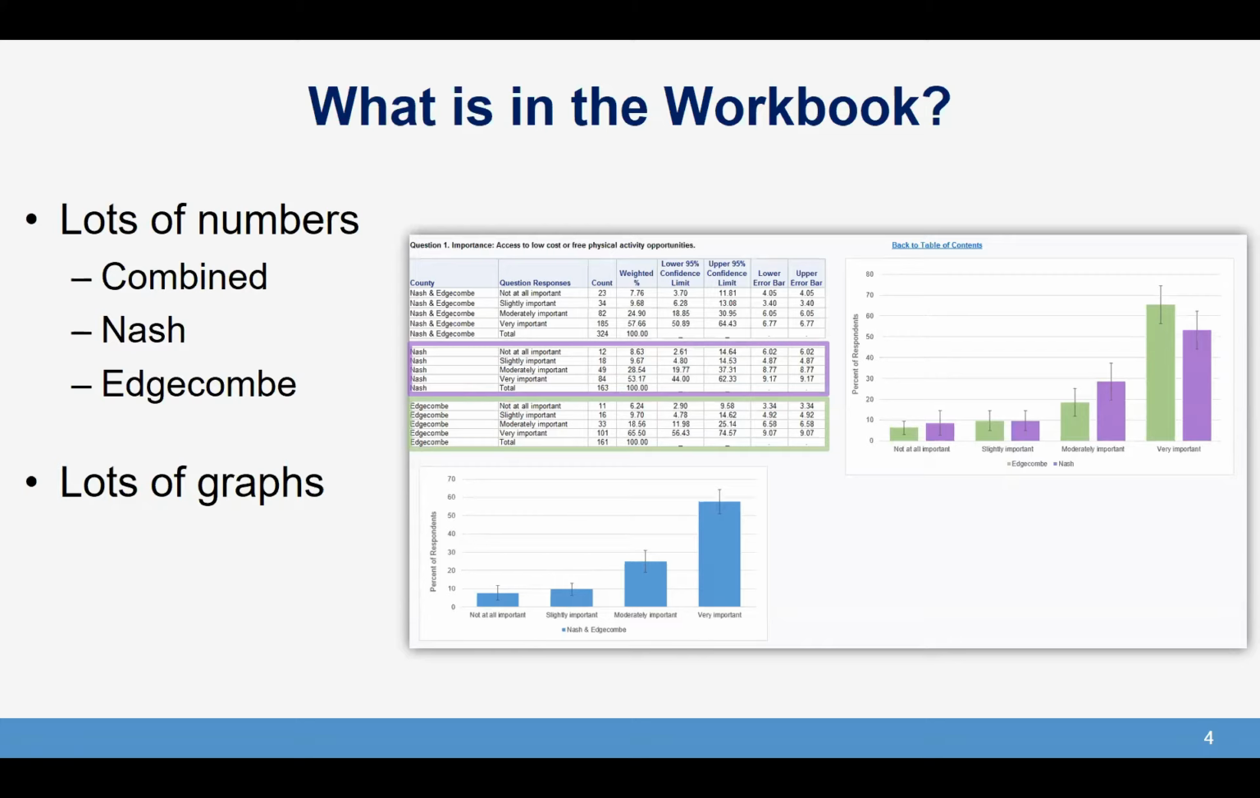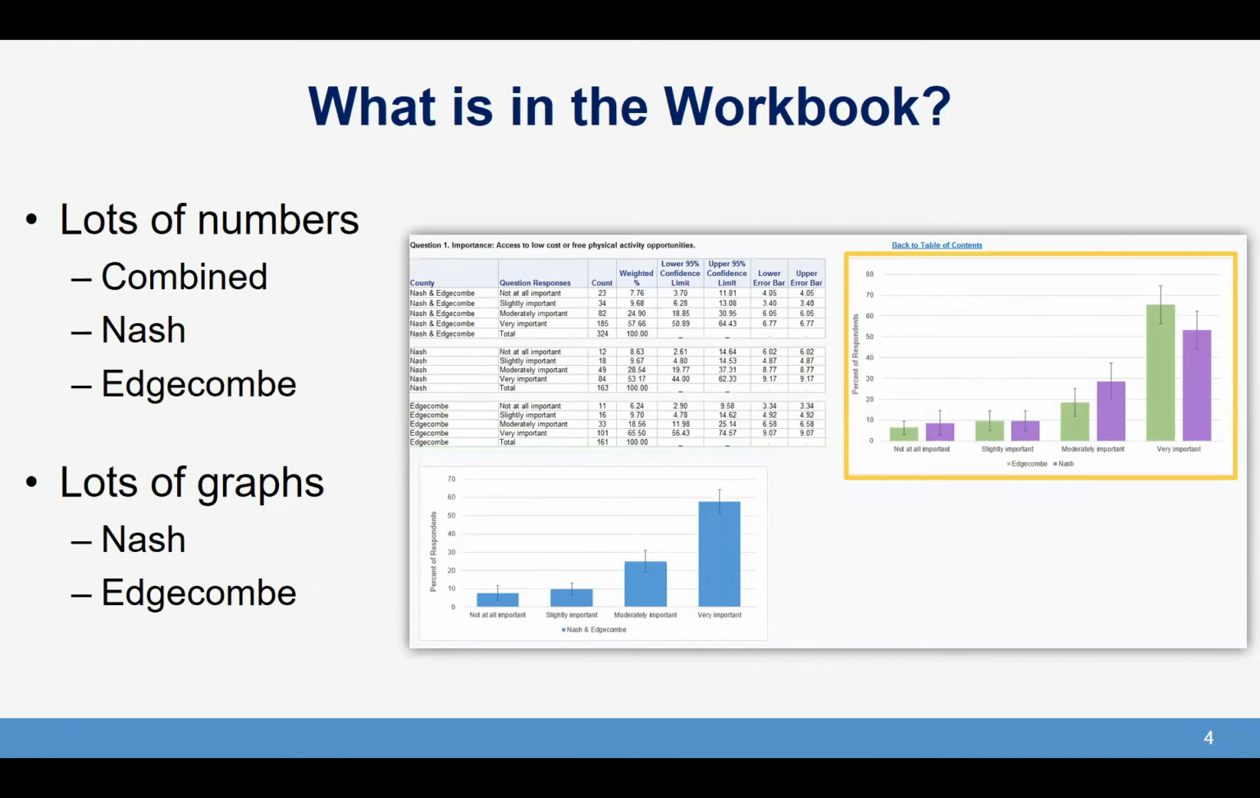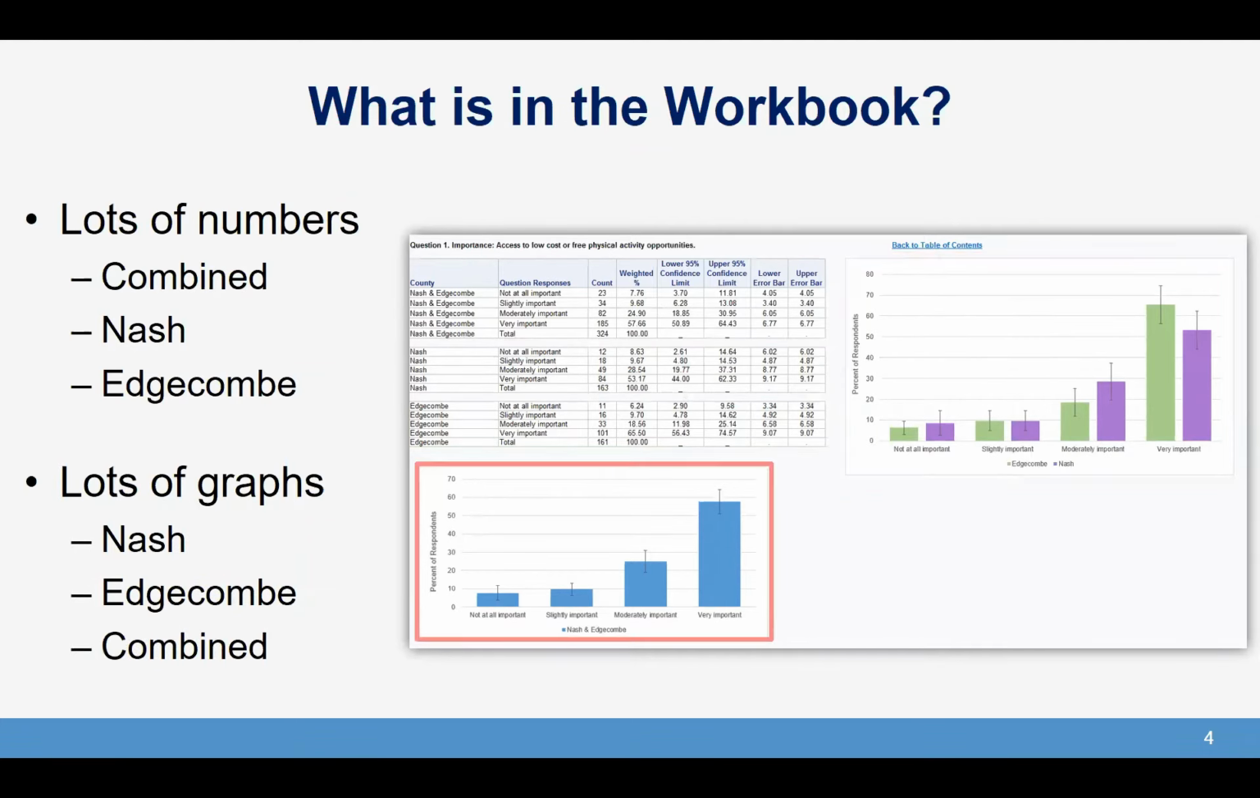And if you are a more visual person and prefer graphs to tables, the tabular results are depicted in the figures to the right and below the table. There is one figure with the separate Nash and Edgecombe results, and another figure with the combined results. As a rule of thumb, we prefer to use the combined results. In most cases, there was little difference in the findings between Nash and Edgecombe counties.